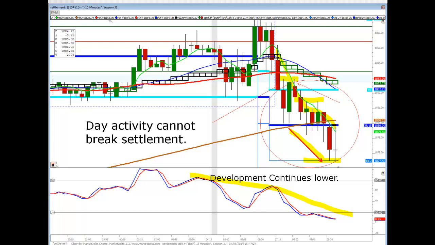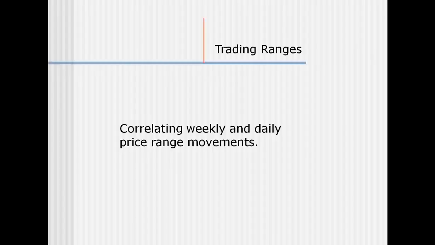Now, just as we can see there is a correlation between the overnight session and the day session, I'm now going to switch gears and show you, when you're going to trade short term, if you want to capture moves, there's also a correlation between one day to the next and what is happening in the overall week. So we are now going to look at trading ranges, and we are going to be correlating weekly and daily price range movements.